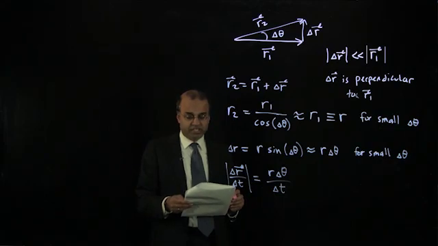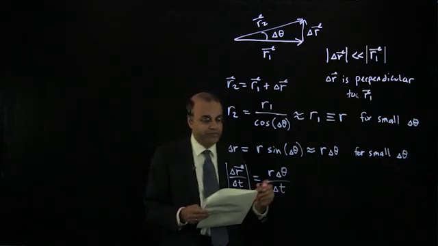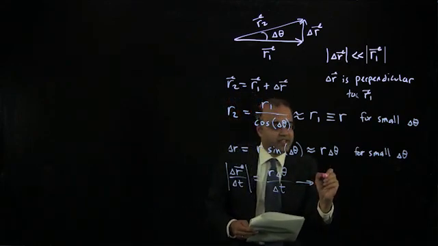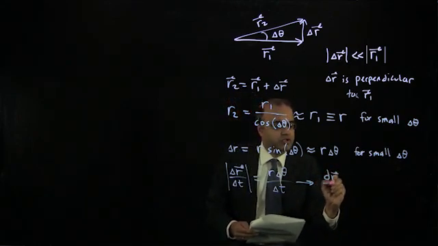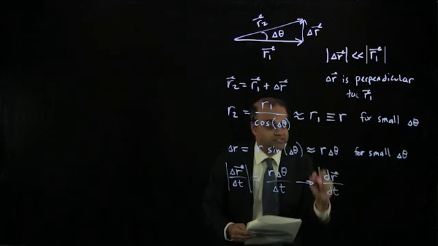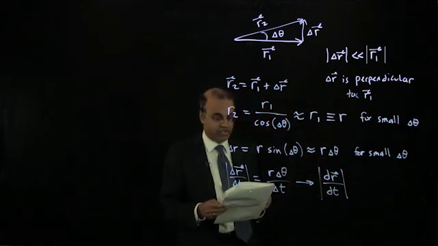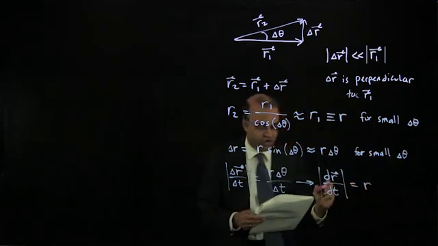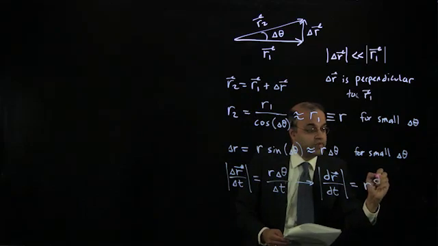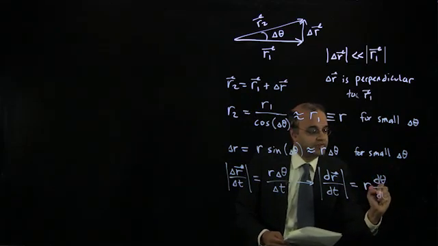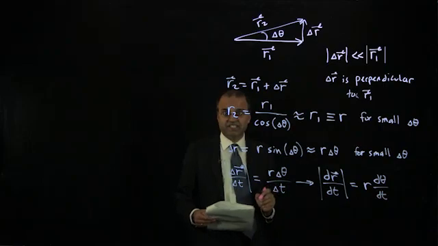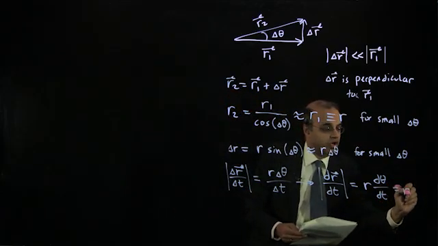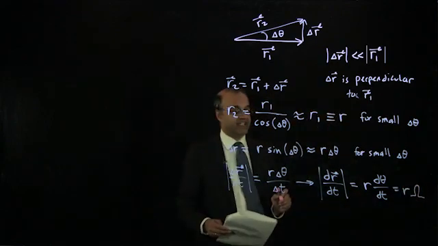And if I go to the limit as delta t approaches 0, then I can write this as the magnitude of the time derivative of vector r. And that's equal to the length r times the time derivative of the angle, d theta dt. But d theta dt is just the angular velocity. So I could write that as r times capital omega for the angular velocity.